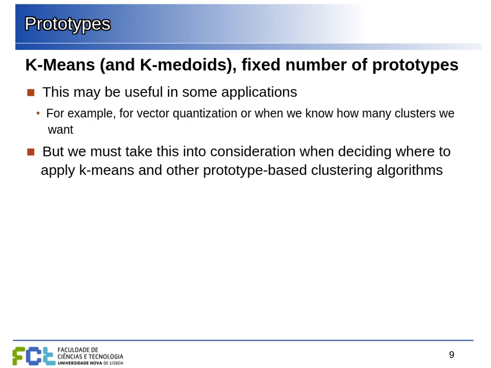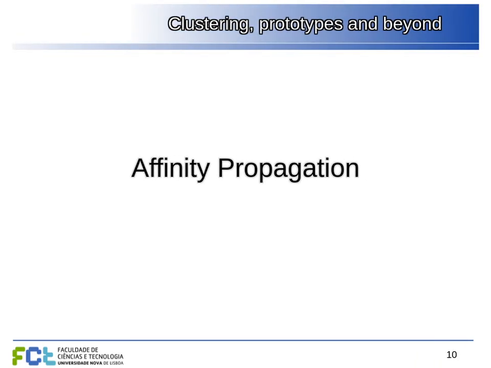So basically, k-means and k-medoids have a fixed number of prototypes, which can be useful in applications like vector quantization, but it may not be very useful in other applications when we have to figure out how many clusters we have in our data.